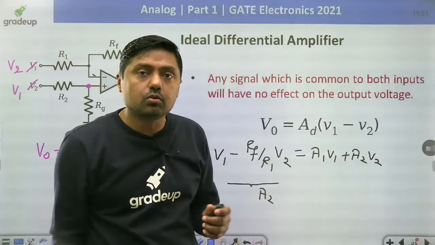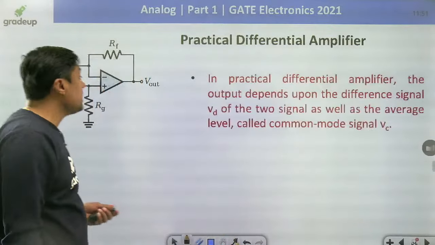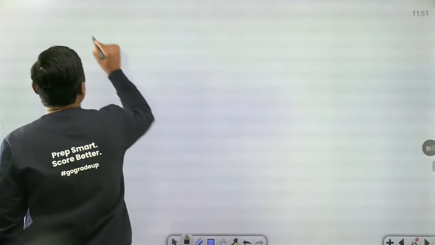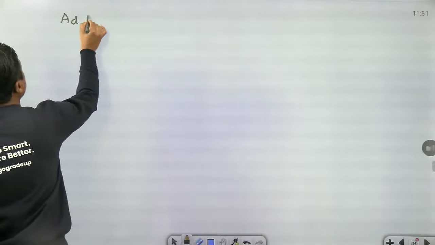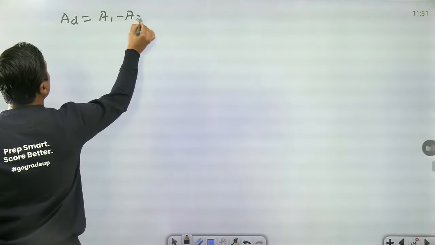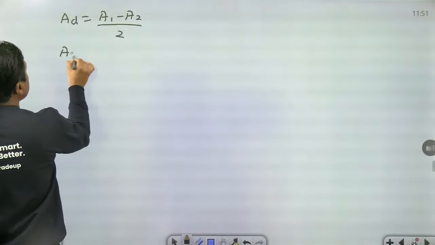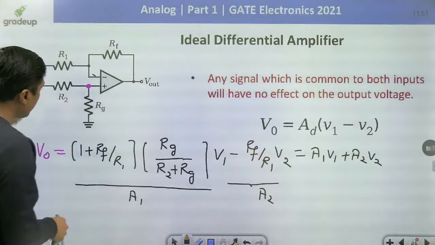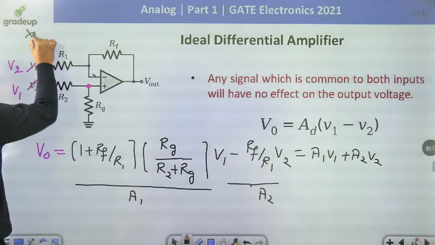If in a particular question they ask directly what are AC and AD, then from this you can find AD as (A1 minus A2) by 2. What is AC then? A1 plus A2. So first of all, this diagram is the most important one from the differential amplifier.